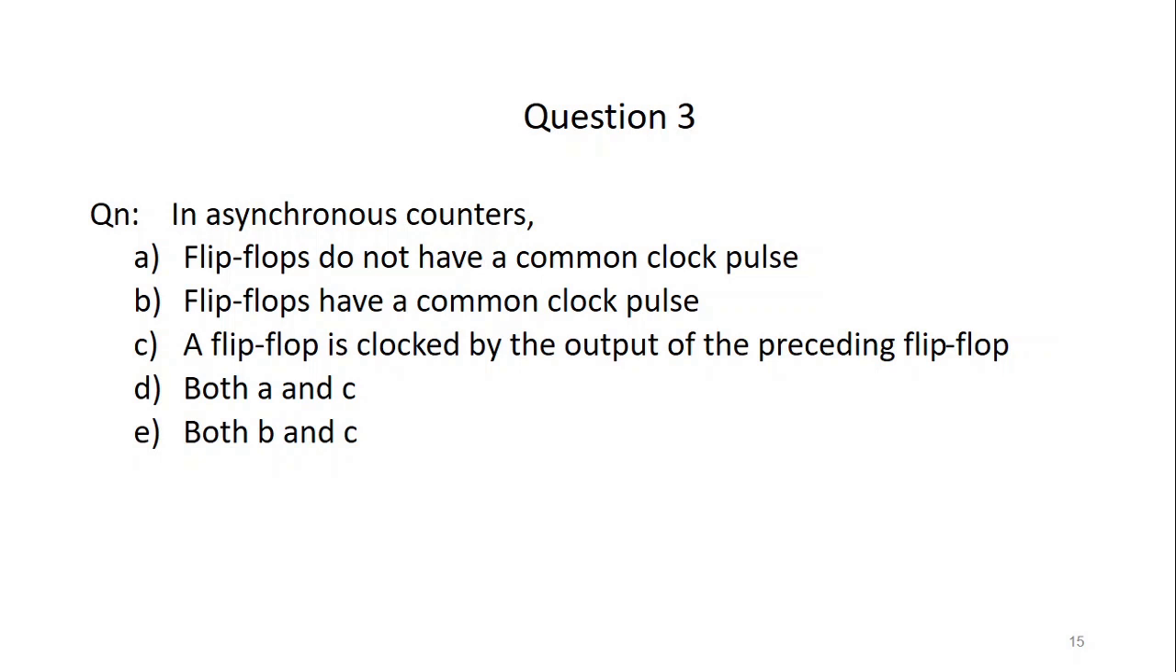In asynchronous counters, flip-flops do not have a common clock pulse. Or, flip-flops have a common clock pulse. A flip-flop is clocked by the output of the preceding flip-flop. Options: both A and C, both B and C. In asynchronous counters, they do not have a common clock pulse, so A is true, and each flip-flop is clocked by the output of the preceding flip-flop. So the answer is both A and C.